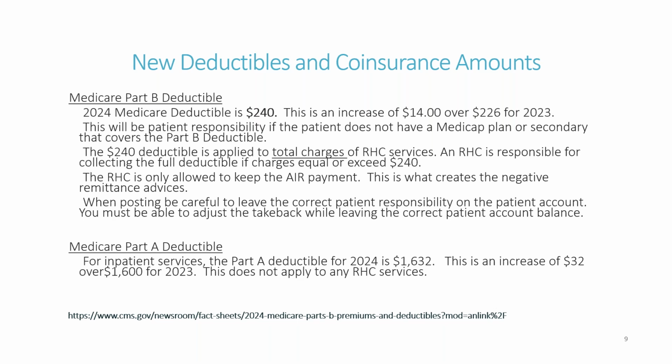If they don't have a Medigap plan or a secondary that covers that Part B deductible. So the fact that we have to be the debt collector for CMS, we have to be the deductible collector for CMS, but we are only allowed to keep our AIR payment. So that is what creates the negative amounts on the remits, or what we call negative remits. It's going to look like it's a recoupment or a take back.